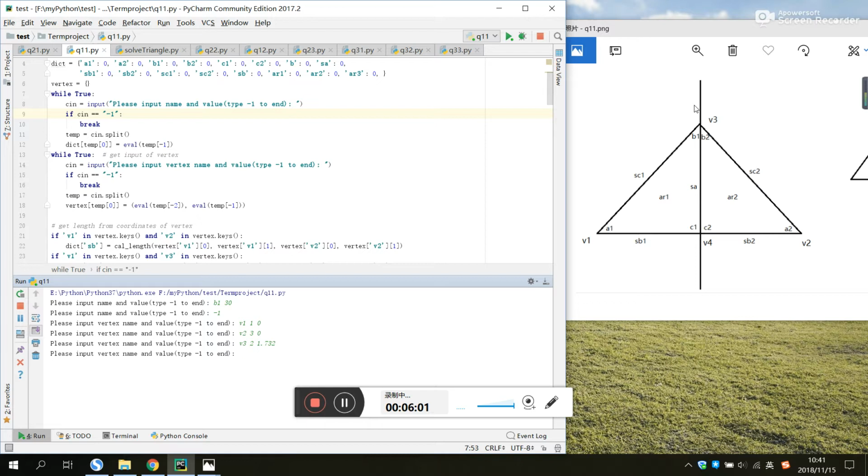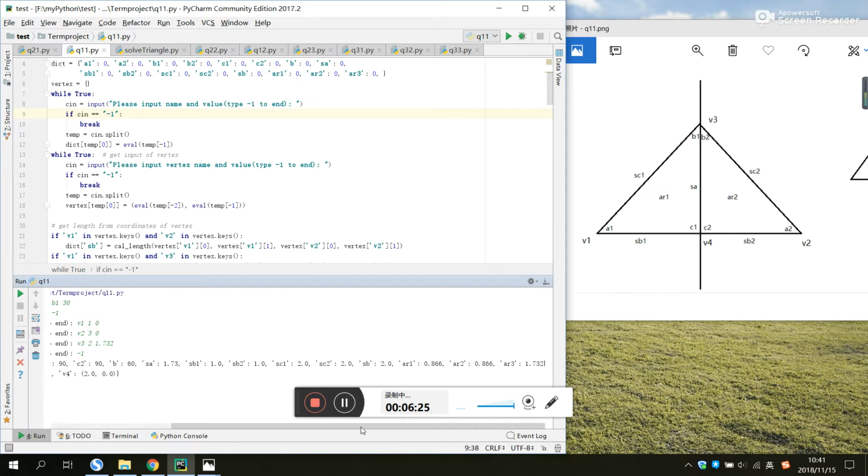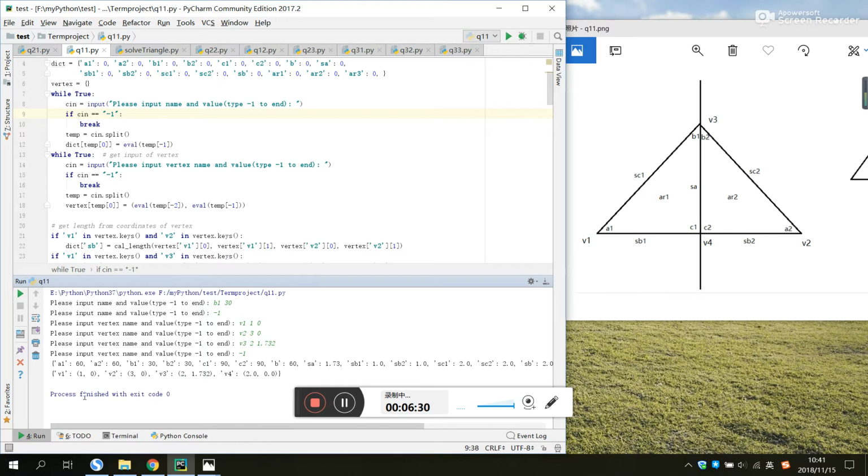Because we know the three vertices of the big triangle, it's solvable, and we also know the angle B1, so the whole picture is solvable. Let's say, A1, A2, B1, B2, all the things are solved, including areas and the vertices.